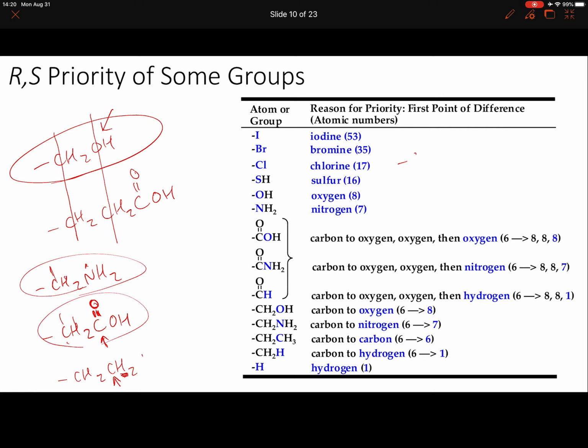What about CH2C double bond O OH versus CH2C double bond OH? Carboxylic acid versus aldehyde. They tie with the C, tie with the C, C double bond O, C double bond O, but then an oxygen versus a hydrogen. So the next atom being an oxygen means higher priority.